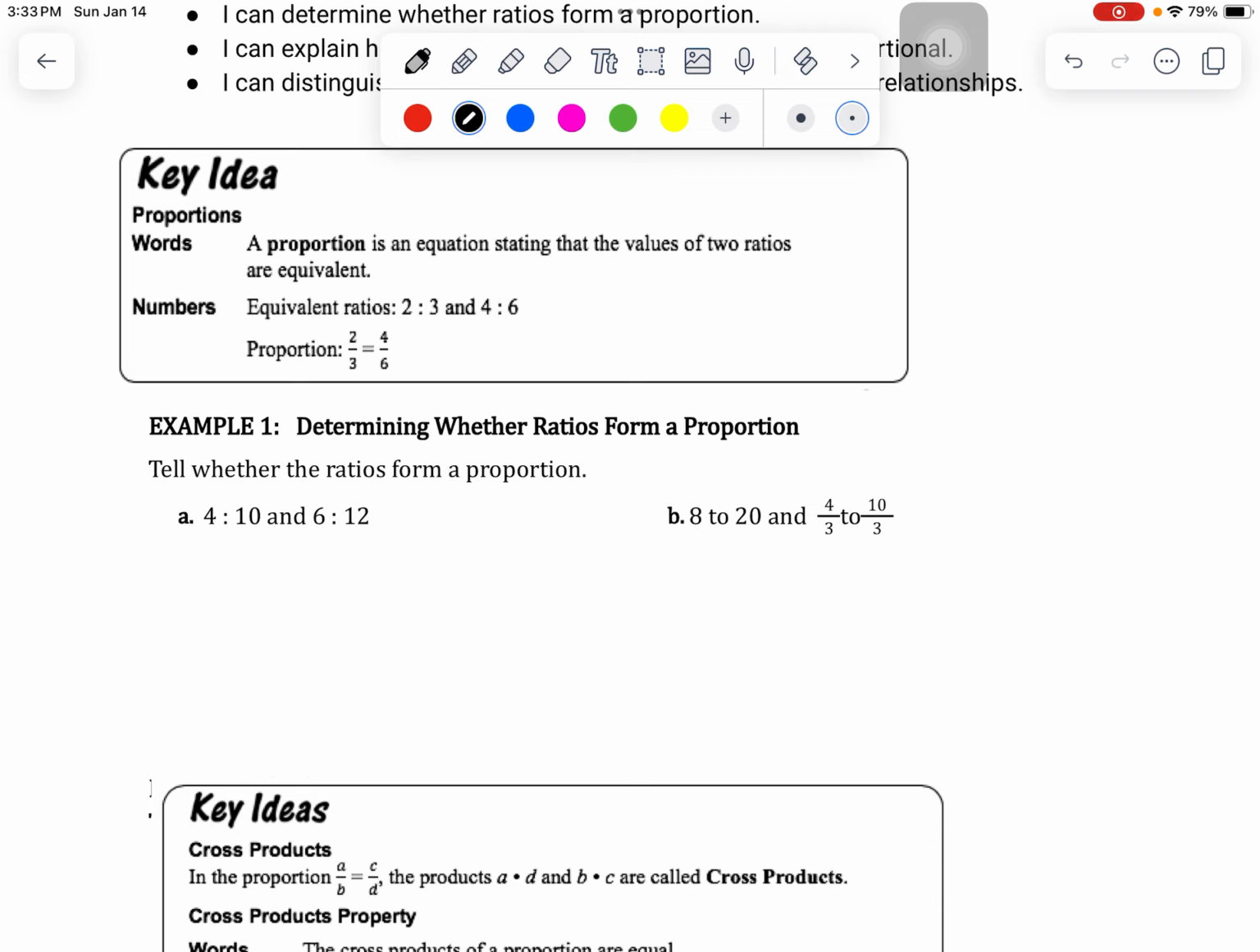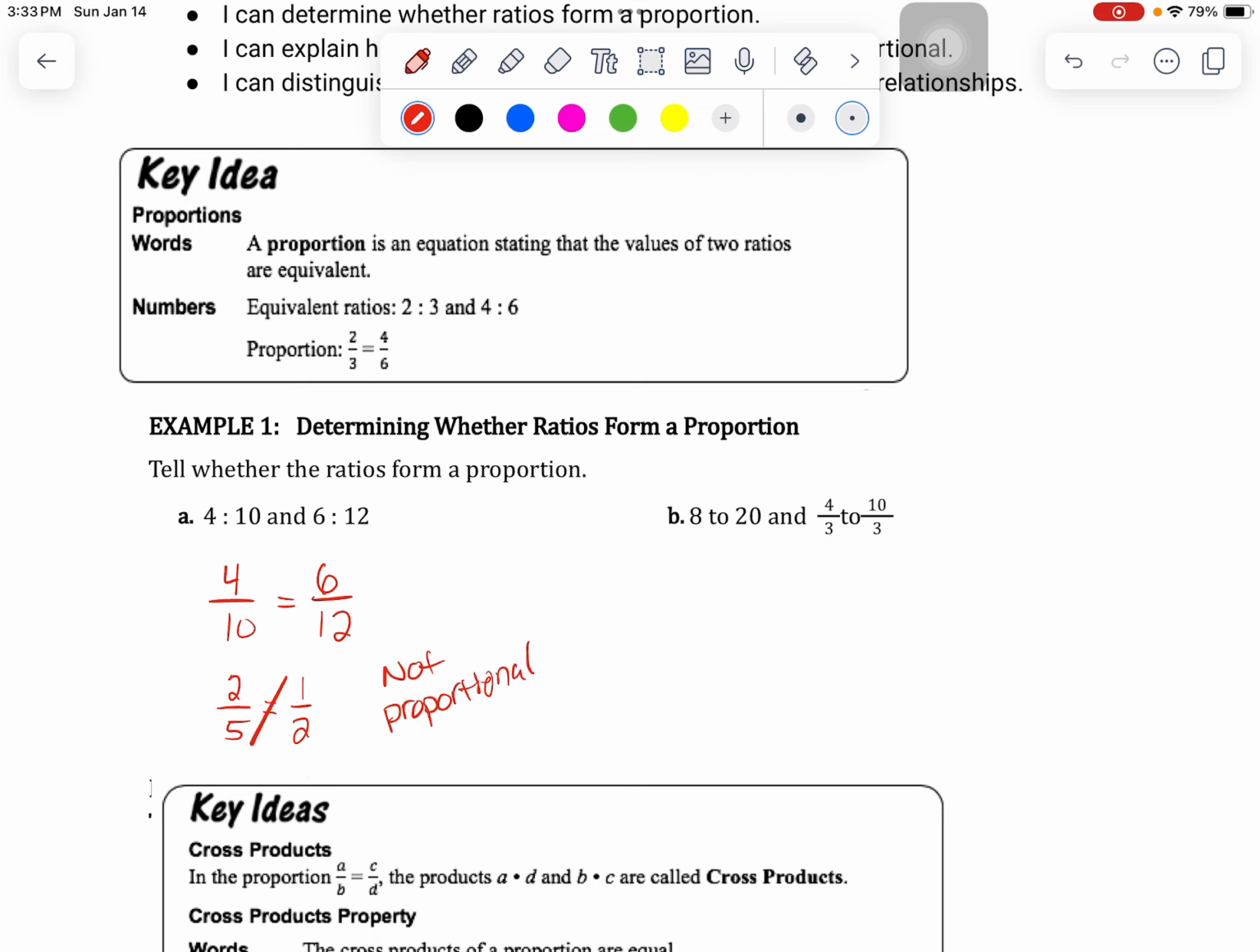So if we try one, the first example here says that 4/10 is equal to 6/12. So the easiest way to figure out if these form a proportion is to simplify the two fractions and see if they are in fact equivalent. So if I do that, I could see that 4/10 would simplify to 2/5, and 6/12 would simplify to 1/2. So these are not equivalent. This is not proportional because those two values are not equal.